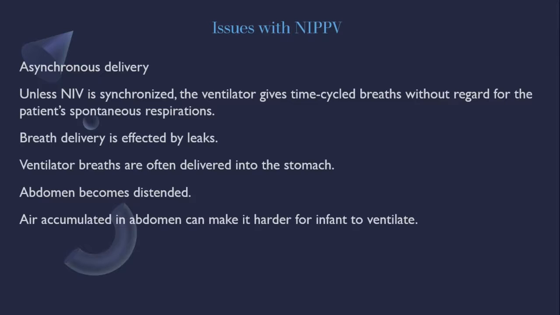And the air accumulated in the abdomen can make it harder for the infant to ventilate because all that air is pressing up on the diaphragm and reducing your lung volume. The air can be evacuated through the OG tube. And that's something that you have to pay attention to when they're on NIPPV.